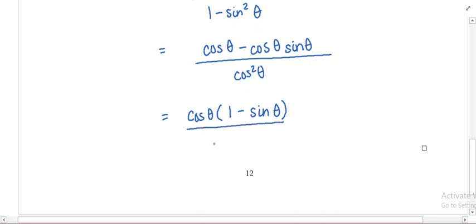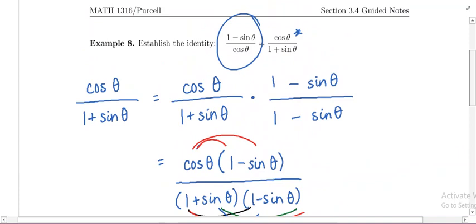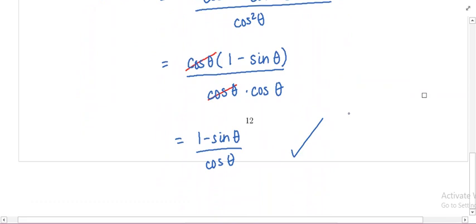The bottom, cosine squared theta is the same thing as cosine of theta times the cosine of theta. You don't have to write that out, but if you need to see it, go ahead and do it, okay? So now it becomes clear that there's a cosine theta in the top that cancels with one of them in the bottom. And then that is going to leave you with 1 minus sine of theta in the numerator and cosine of theta in the denominator, okay? That is the left side of the identity. We achieved it, and so we have verified this identity.